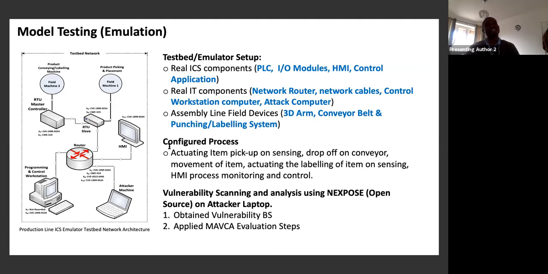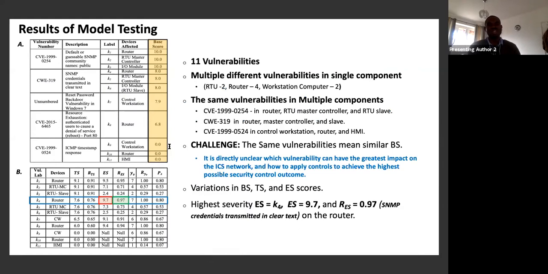And so then we applied the process like I have mentioned much earlier, described in the earlier slide, the MAFCA evaluation process. That process involved evaluating the vulnerability exploit potential, as well as the vulnerability impact potential, and then combining that using the model that we have proposed to actually do this. So the result is as follows. We came up with 11 vulnerabilities, and these vulnerabilities were reflected in different parts.